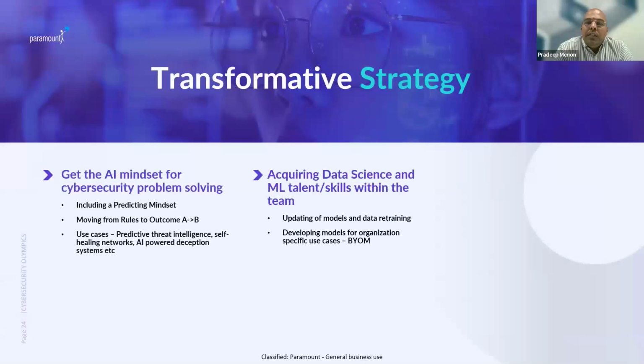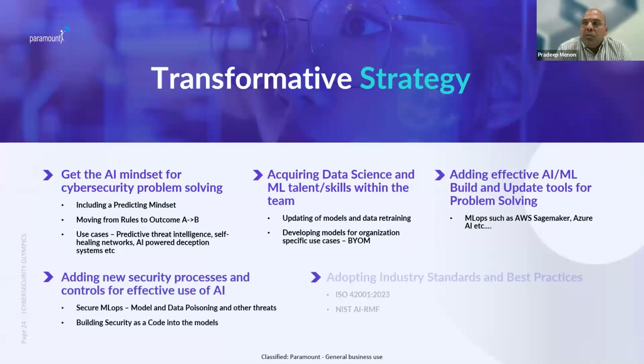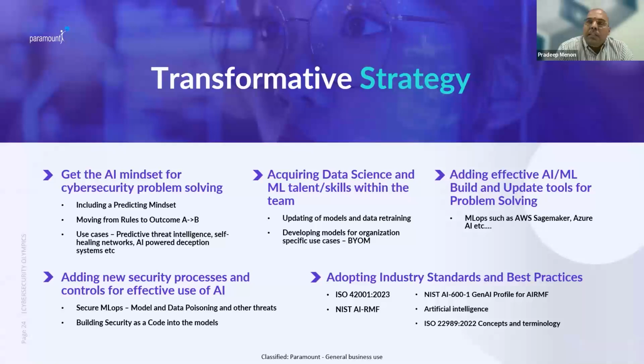So what could be the elements of a transformative strategy? You need a transformative strategy, not to use AI for some operational or tactical needs, but, as I mentioned, you need to get an AI mindset within cybersecurity. With AI, whether human-assisted by AI or AI-assisted by human, you can solve many new problems within cybersecurity, such as predictive threat intelligence, self-healing networks, and AI-powered deception systems. These are possibilities which are open now because AI is there.